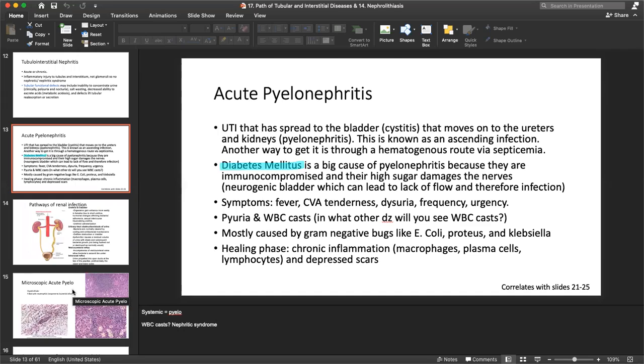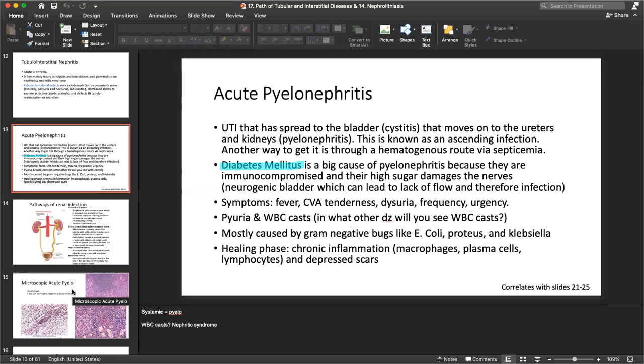Diabetes mellitus is a huge cause because they're immunocompromised and they've got high sugar and it's damaging the nerves. And then also, if they're peeing out a bunch of sugar, bacteria like to eat. So they're having like a feast on that sugar in the urine.